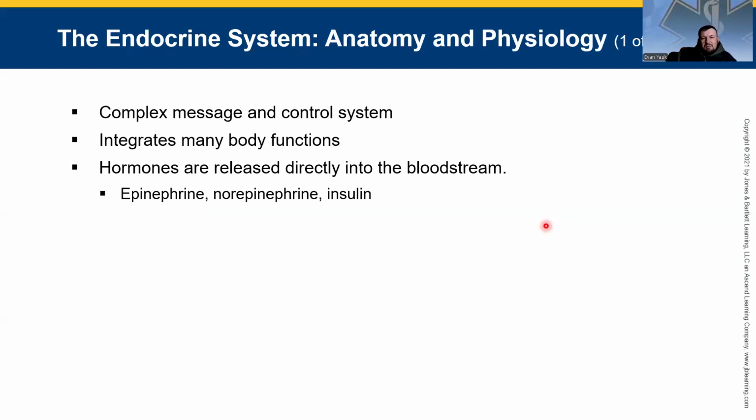The endocrine system is a complex message system. It controls systems and integrates body functions. Hormones are released directly into the bloodstream. Epinephrine, norepinephrine, and insulin.